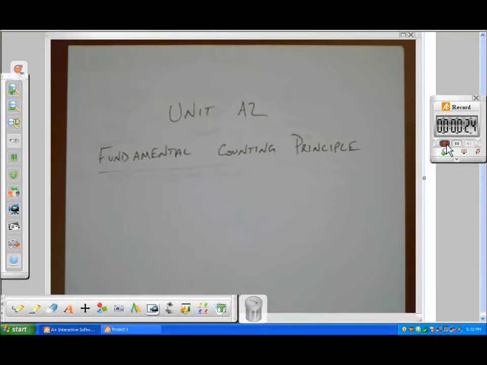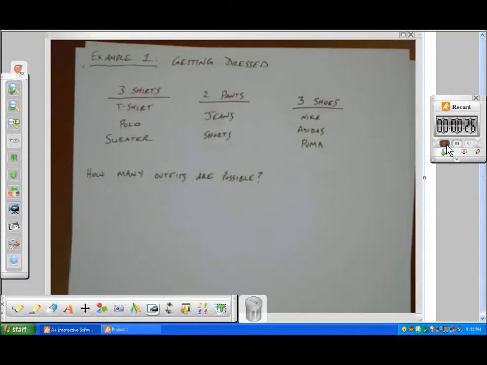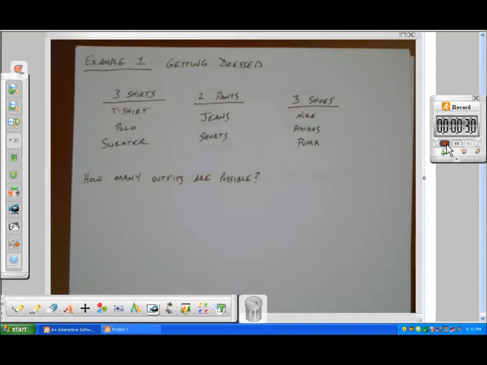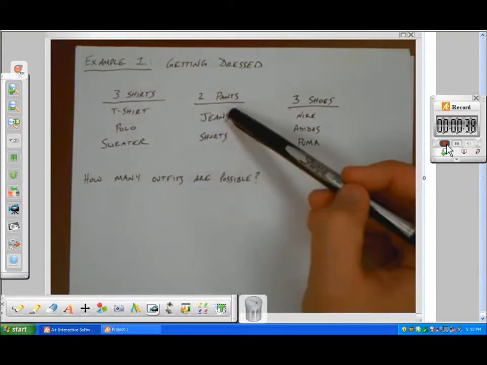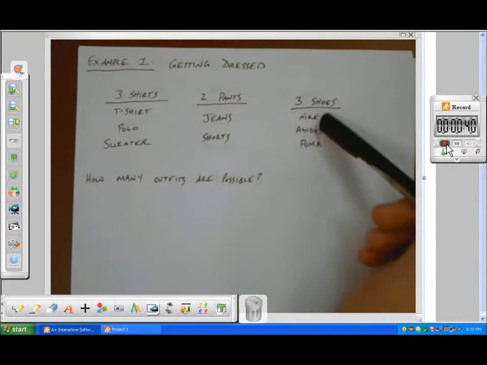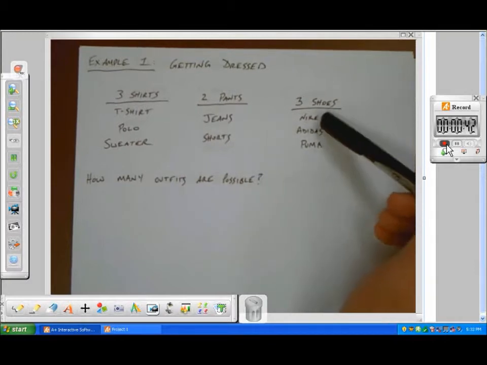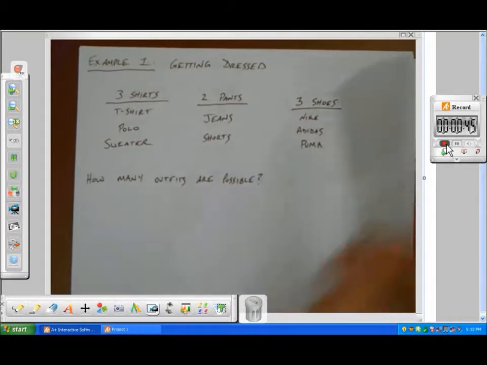Example 1 is all about getting dressed. You're getting dressed and you have some different options that you can wear, some different outfits. You've got 3 shirts, like a t-shirt, a polo, and a sweater. You have 2 pants, jeans, and shorts. And 3 shoes to choose from, your pair of Nikes, your Adidas, and your Puma. The question is, how many outfits are possible?